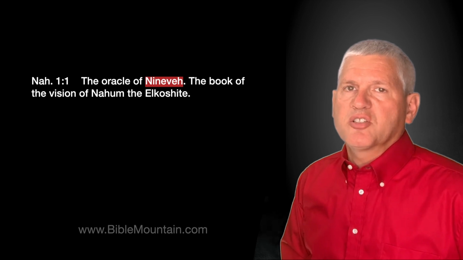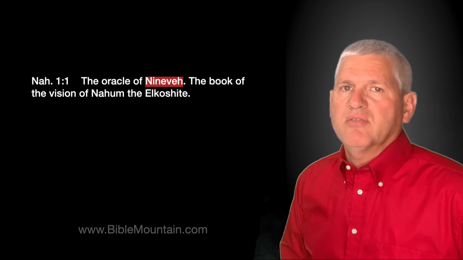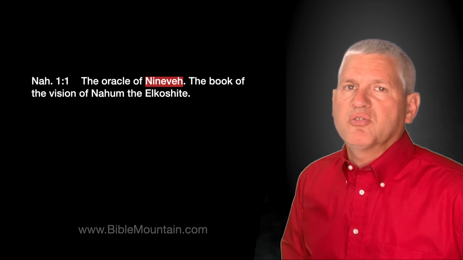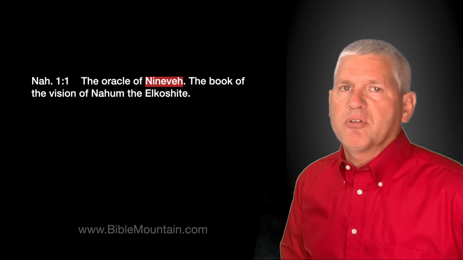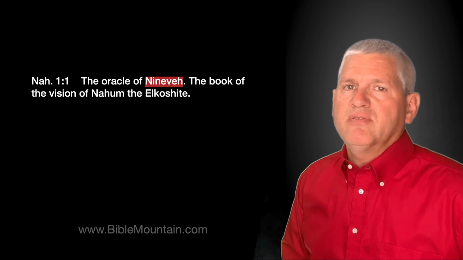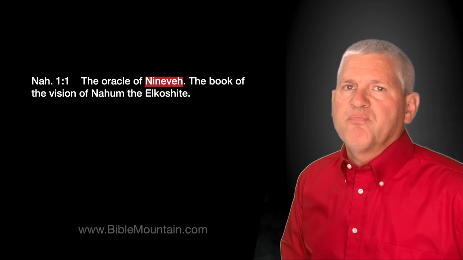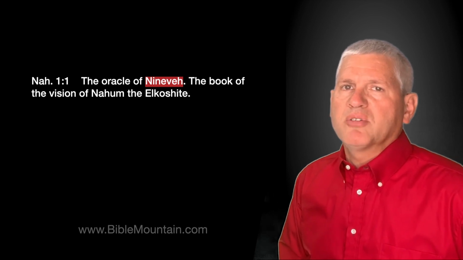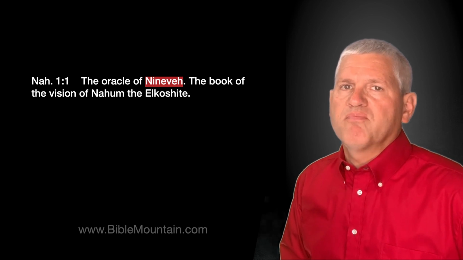Nineveh is a city that is mentioned multiple times in the Old Testament. It was located in the Mesopotamian Valley. The Mesopotamian Valley is the valley formed by the Tigris and Euphrates rivers. Babylon is at the lower end of the Mesopotamian Valley. Nineveh was halfway up the Mesopotamian Valley. Nineveh was located in the area known today as the country of Iraq. Nineveh figured somewhat prominently in the events of the Old Testament. The book of Nahum is an oracle or a message about Nineveh.